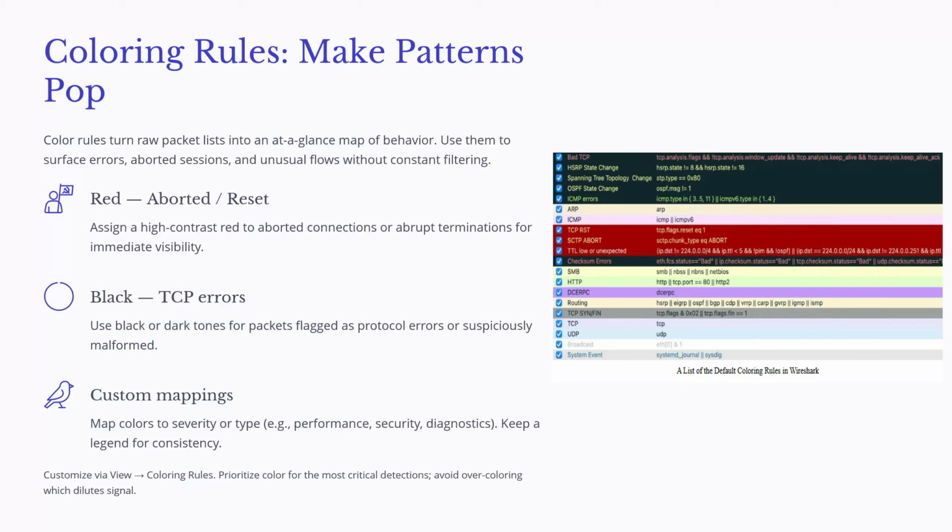Coloring rules. One of Wireshark's best visual features is the use of color coding. Coloring rules help you instantly recognize different kinds of traffic or errors. For instance, black lines usually indicate TCP retransmissions or problems. Red lines might show aborted connections, and green often represents normal HTTP traffic. These visual cues help you identify issues without even reading the details of each packet. You can even modify these under the View and Coloring Rules menu, which we'll cover more during the demonstration.